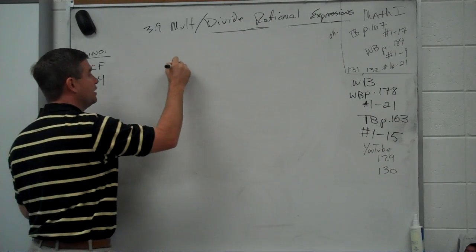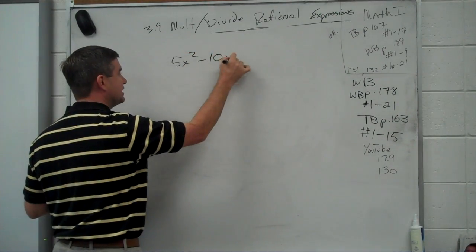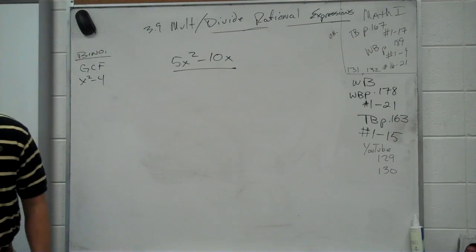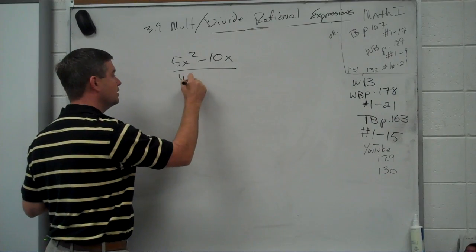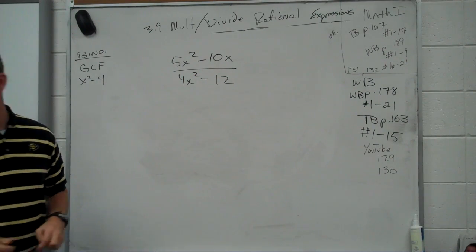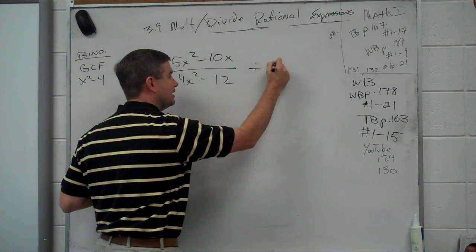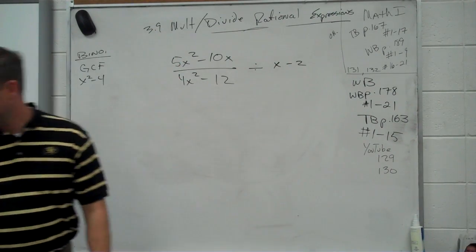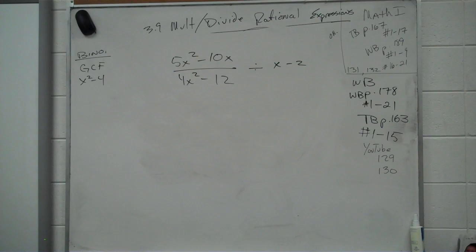Yeah. 5x squared minus 10x over 4x squared minus 12, just regular old 12, divided by x minus 2 by itself. Just plain old x minus 2. So when you flip it, what's that x minus 2 going to become? 1 over x minus 2. All right, try this one now at your desk.